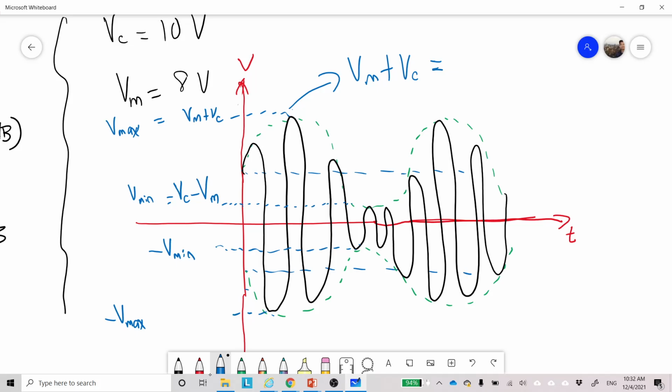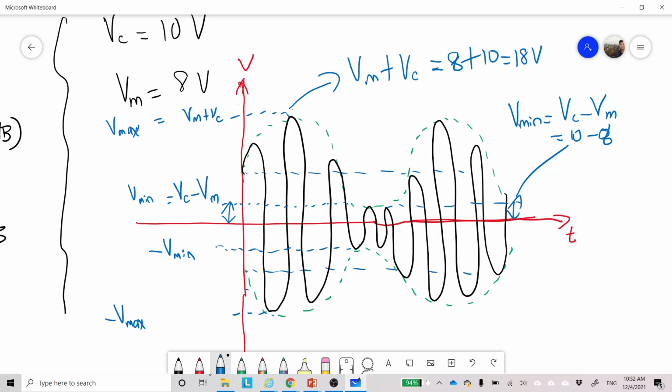So this one is 10. So 8 plus 10. So this is equal to 18 volt. And Vmin here, this Vmin is equal to Vc minus Vm. So this is equal to 10 minus with 8. So you get 2 volt. So here is minus Vmin. If minus Vmin, that means here is minus 2. Minus Vmax means minus 18 volt.